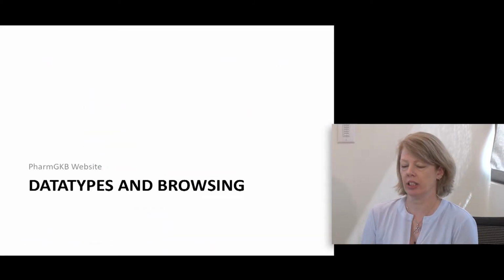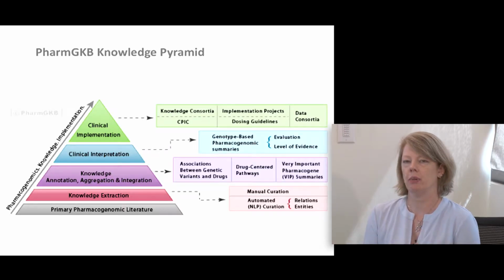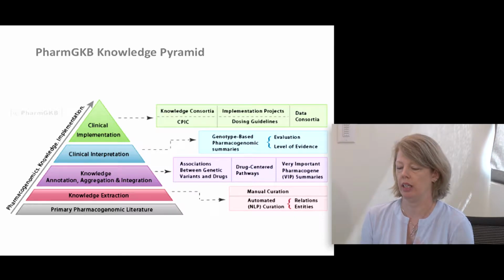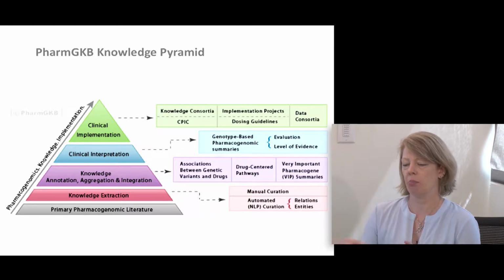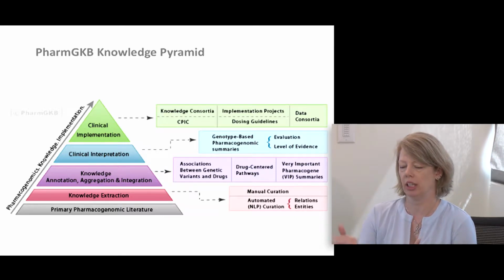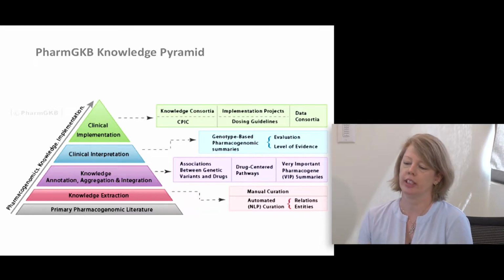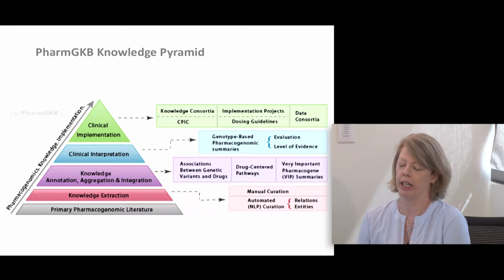Okay, so in this section, I'm going to talk about the types of information at PharmGKB and how to browse that information through the website. I'm going to take you back to the pyramid that I showed in the previous section. This pyramid is now broken out, and you can see at each layer of the pyramid, there are different types of information if you follow those arrows.